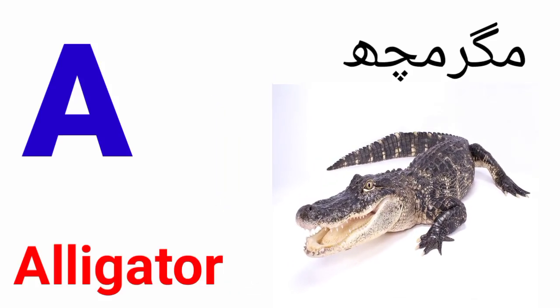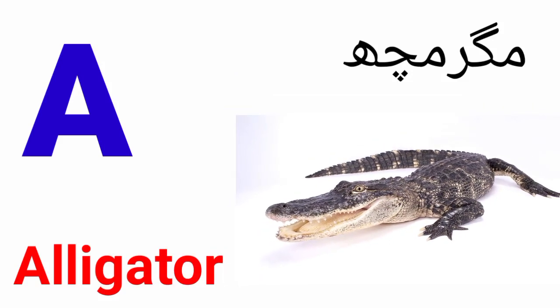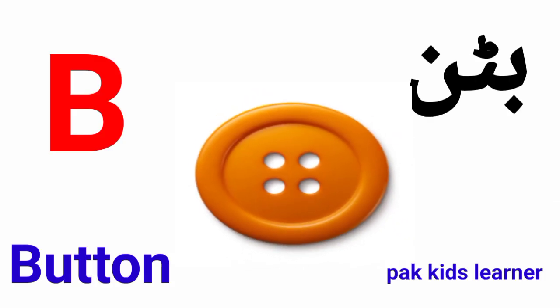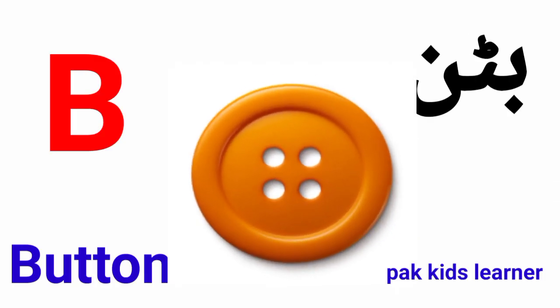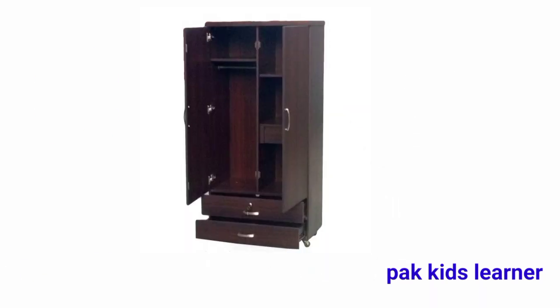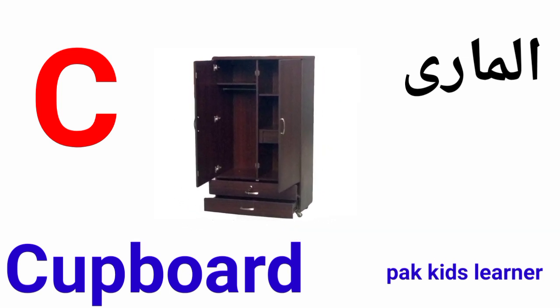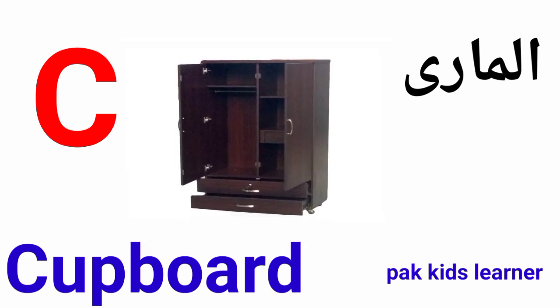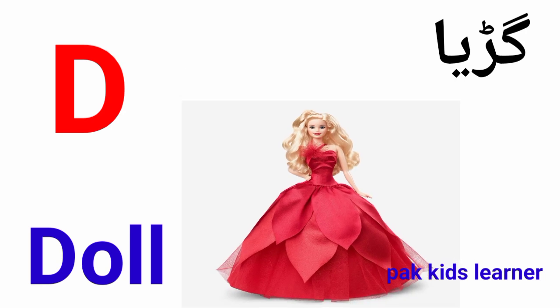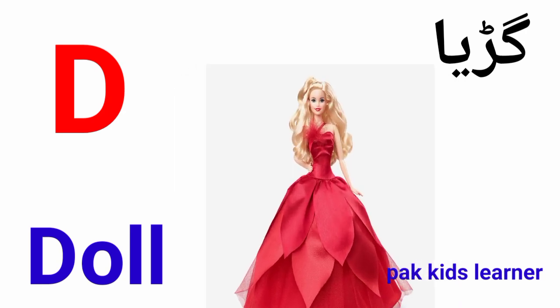A for alligator. Alligator means magarmach. B for button. Button means button. C for cupboard. Cupboard means almari. D for doll. Doll means guriya.